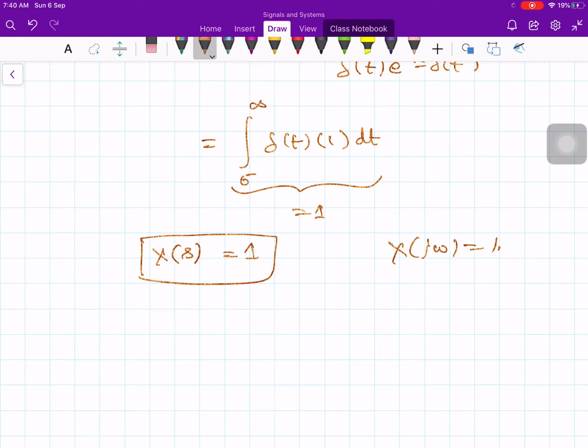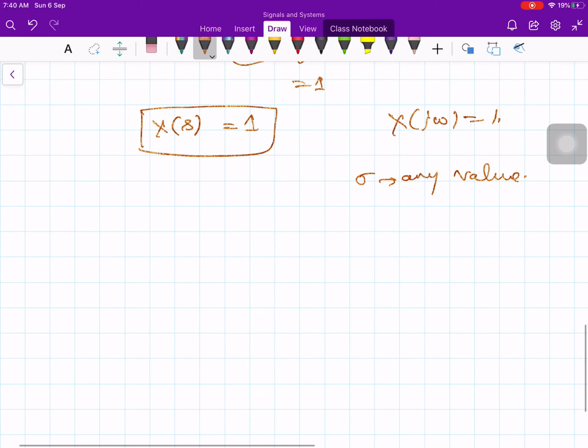As far as the abscissa of convergence is concerned, it does not matter what value of s or what the real part of s is. It can take any value. Sigma can be any value. It will always be 1. So it does not depend upon the real part of s, and we do not have any particular restriction on the real value of s.